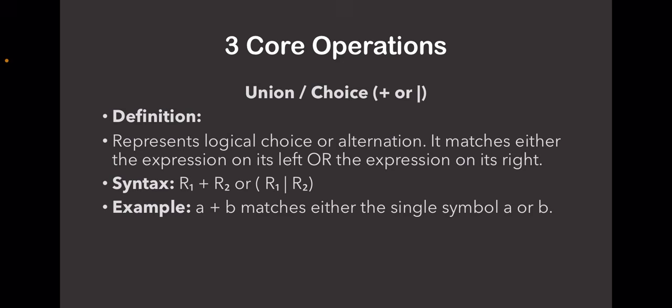We have the union or the choice. It's represented with plus or the pipe sign. It represents the logical choice or alternation. It matches either the expression on its left or the expression on its right. So the syntax will be having our regular expression with a sign in between and having another regular expression on the right. Example, A union B. It matches either the symbol A or B.